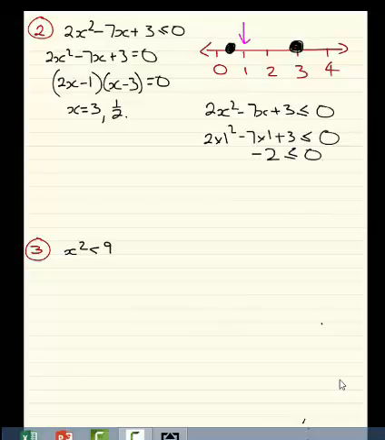So is that true? Well, yes it is. So that means that the point 1 does lie within the range that satisfies this inequation. So x lies in this range here. So x is greater than or equal to a half, but less than or equal to 3.